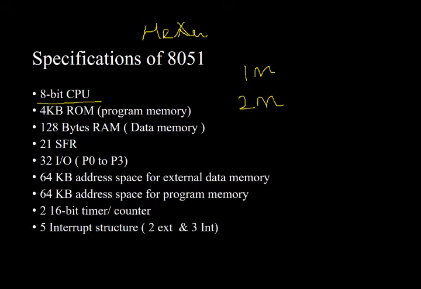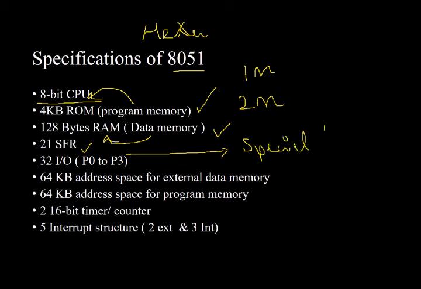It is 8-bit data, and as already mentioned, since 8051 follows Harvard architecture, it has a program memory and a data memory. Program memory is 4 KB ROM, read-only memory, and data memory is 128 bytes of RAM, and you have 21 different special function registers. SFR is nothing but special function registers.